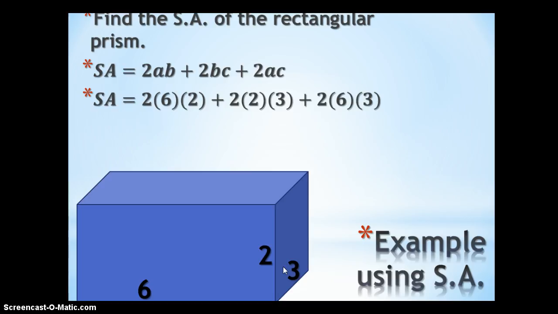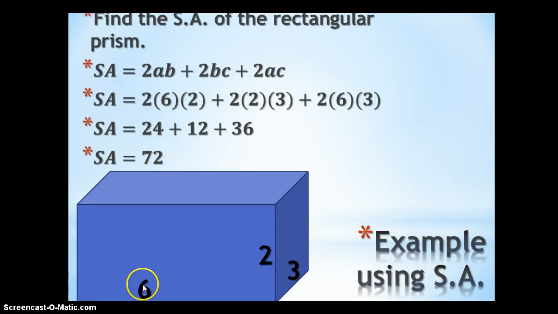And then we just have to simplify. So the surface area, 6 times 2 times 2 would be 24. 2 times 2 is 4, times 3 is 12. And then 6 times 2 is 12, times 3 is 36. So now we're down here, we just have to do some basic addition, and the surface area equals 72.